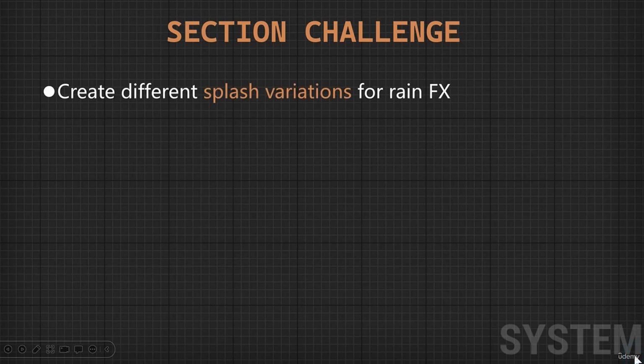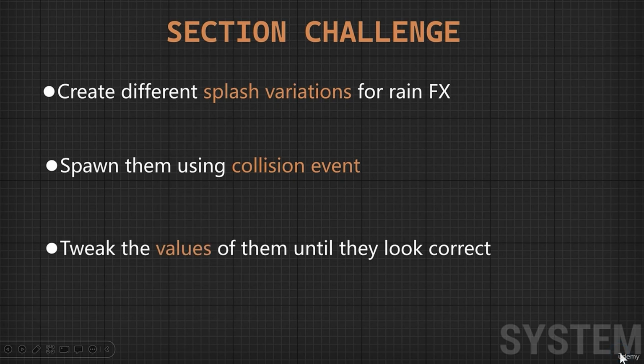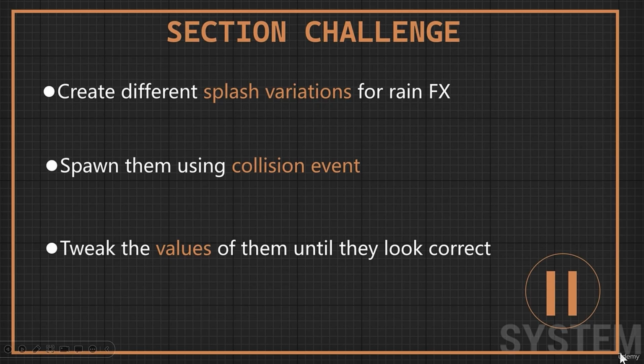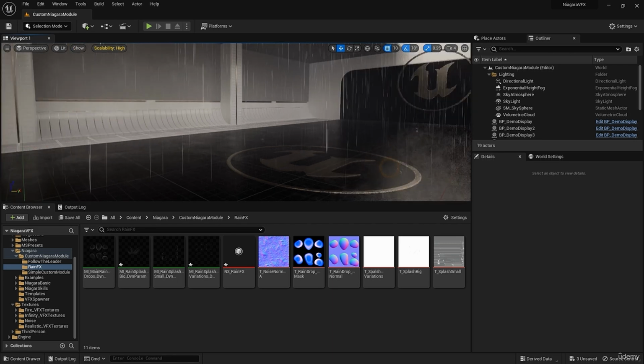So the challenge is, I'd like you to create different splash variations for our rain effects, and same as the one that we already have, we need to spawn them using collision event, and of course we'll need to tweak the values of them until they look correct. Alright, pause the video now and give this a go, or come back if you need help. Welcome back! How did that go for you? Hopefully, at this point you already have those different splashes ready. Now let's look at how I would do it.